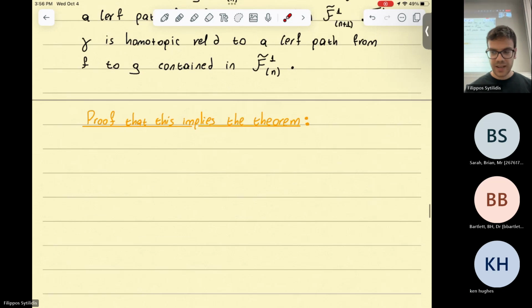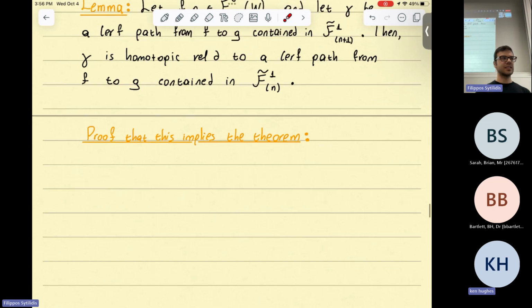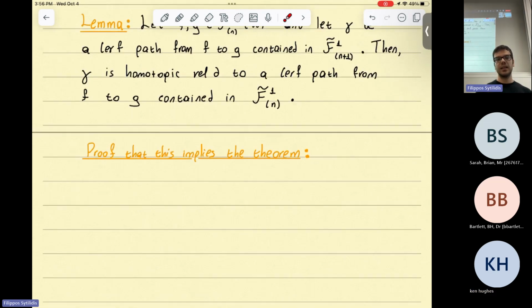And should I actually prove that this lemma implies the theorem, or is it clear that this lemma implies the theorem? Yeah, you just reduce the badness of the path by one, so you keep doing it. Literally just apply it again.